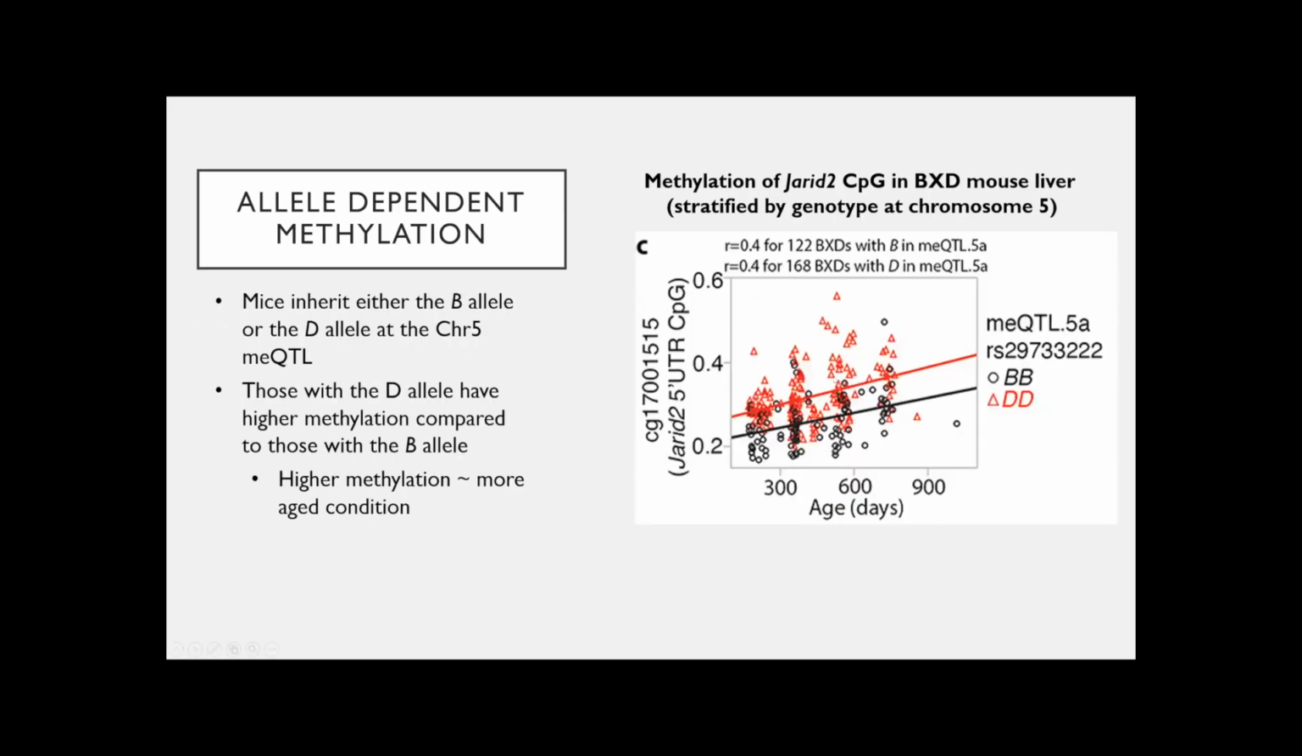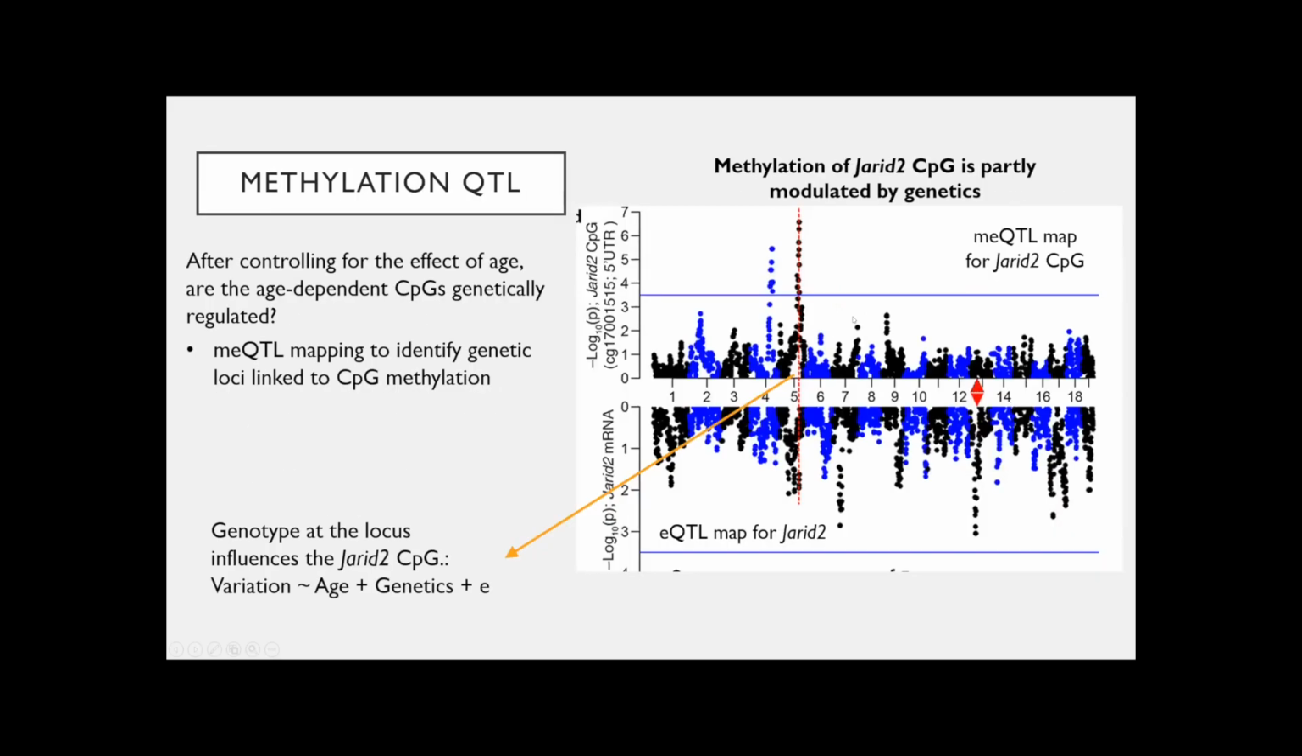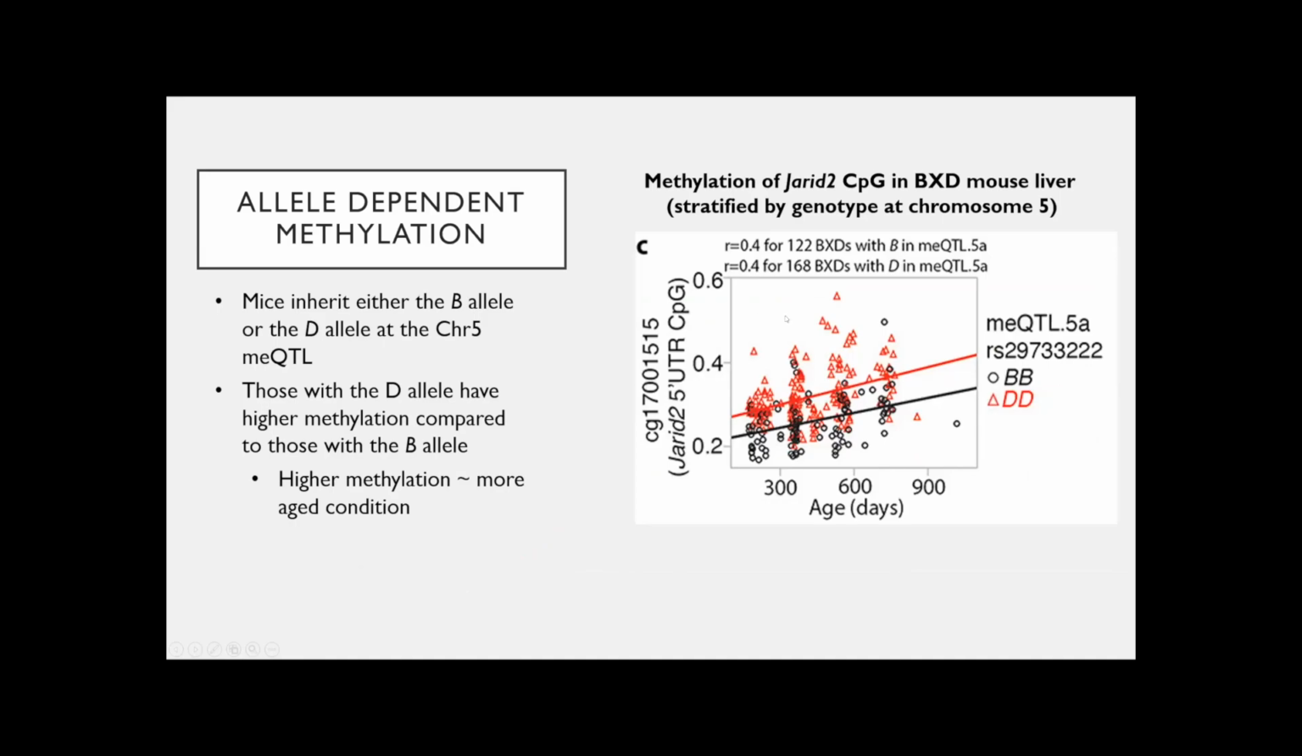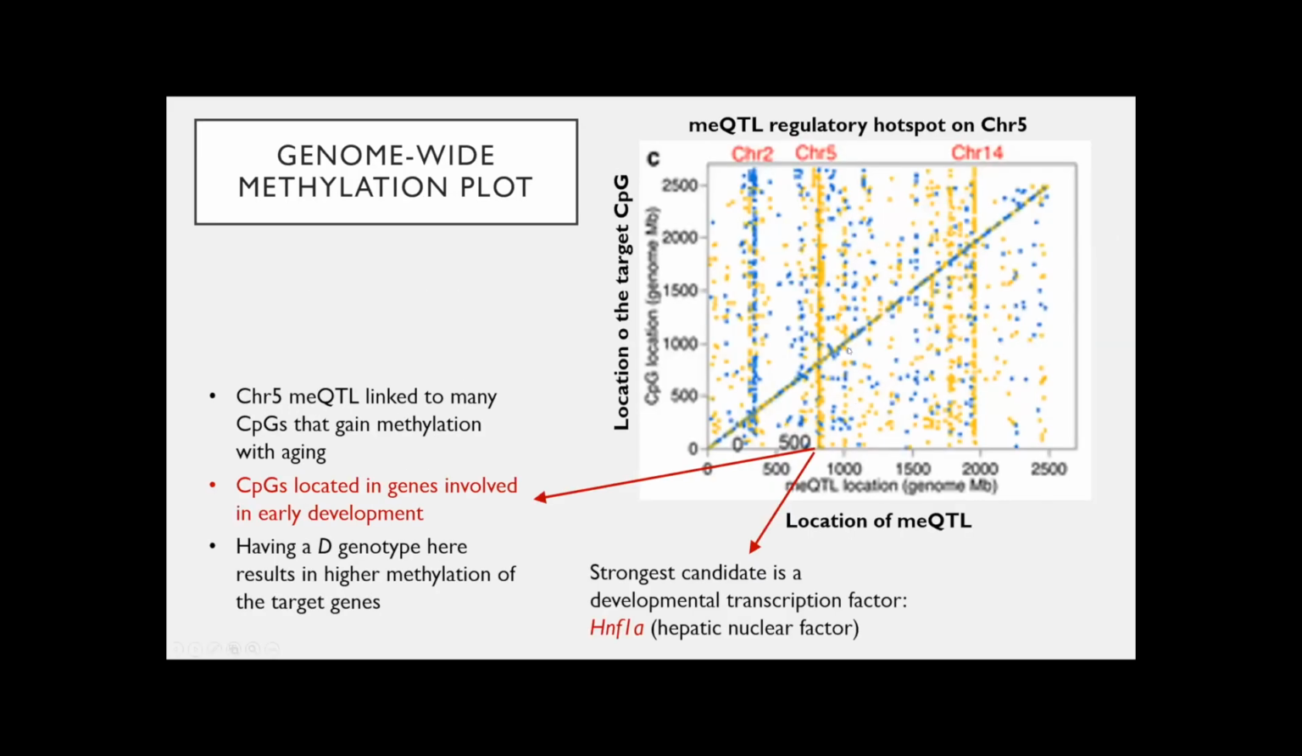Now, this is the same plot that I showed you earlier from the 340 animals, but now I've color-coded each animal by the genotype in this chromosome 5 locus. So these are BXDs, so they get either a B allele or a D allele. So you can see that the animals that inherit the D allele in the mQTL tend to have a higher methylation. So since this CpG gains methylation with aging, if we say that a higher methylation means higher biological age, then the animals that have the D genotype here are epigenetically older. So they have a more aged condition.